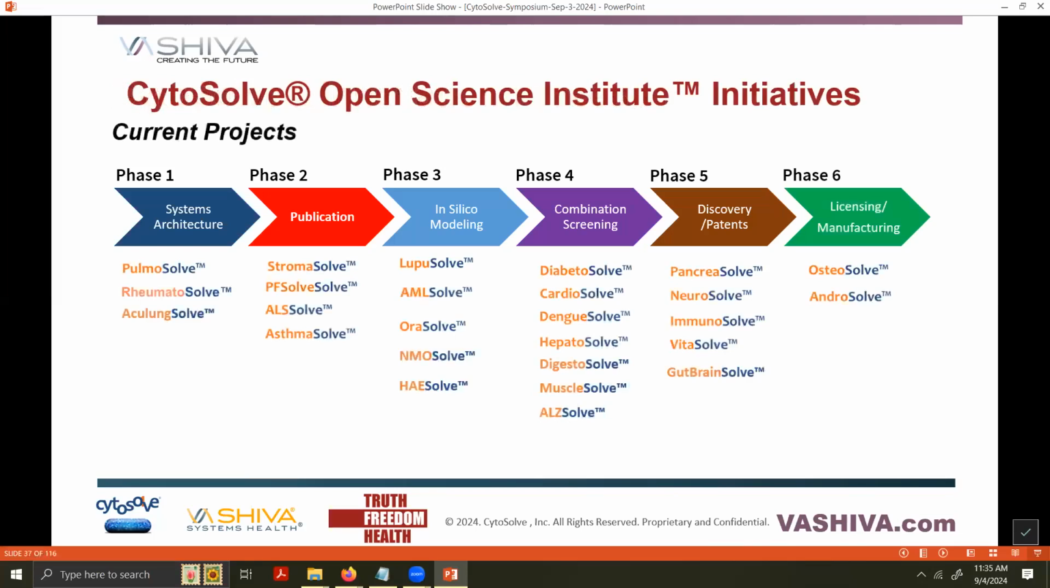So we have created our own process across many, many different areas of disease, from pancreatic cancer to diabetes, to dengue, to oral health, to men's health. And you can see there are all the different stages of development. Phase 6 means we actually have a product, we're selling something. So that's OsteoSolve and AndroSolve. We have phase 5 is we've discovered stuff, but we haven't gone to manufacturing.